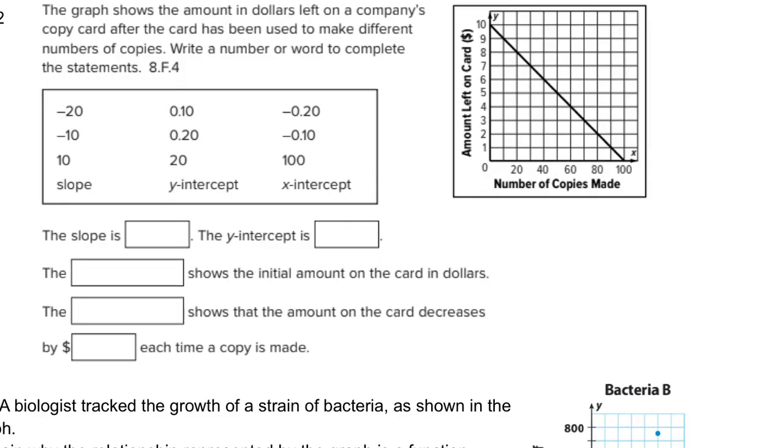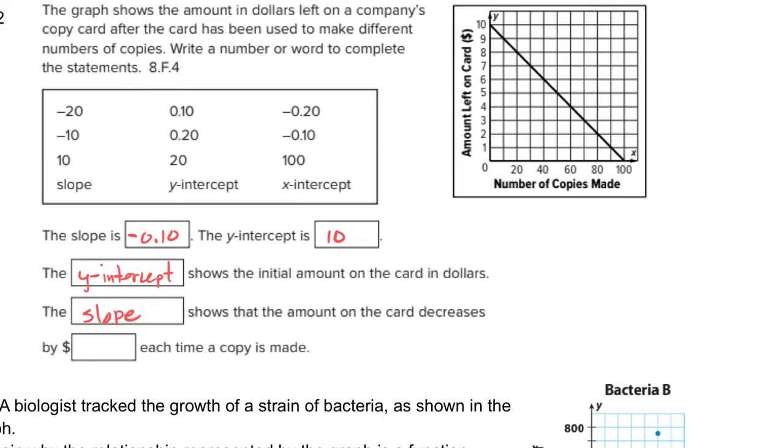Okay, on the next one, the graph shows the amount of dollars left on a company's copy card after the card has been used to make different numbers of copies. And this makes sense because it starts with a bunch of money, and then as you make copies, the value of it decreases. Write a number or word to complete the statements.